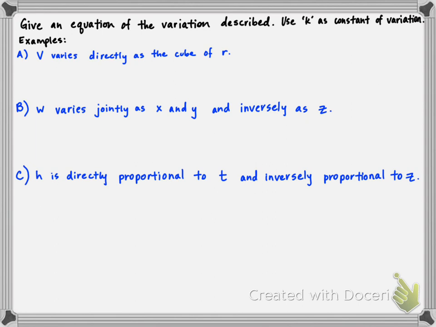I encourage you to pause. I'm just going to go over the answers. V is equal to k r cubed. For B, w is equal to xy divided by z. And last but not least, h is equal to t over z.